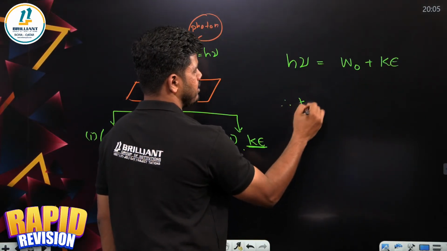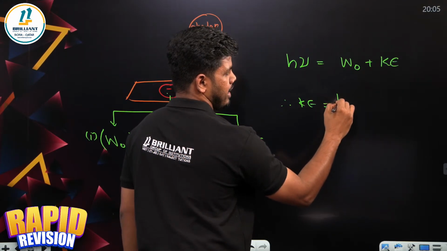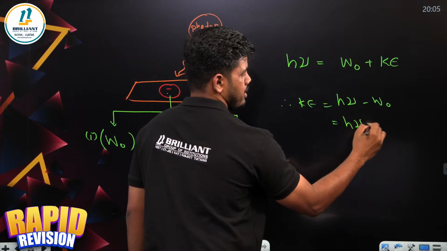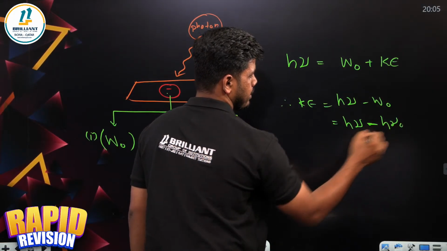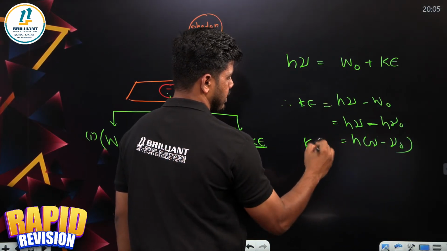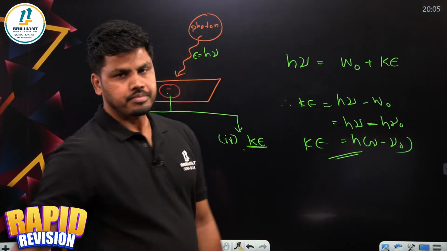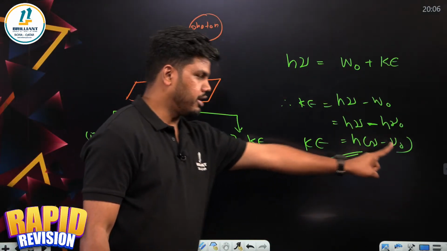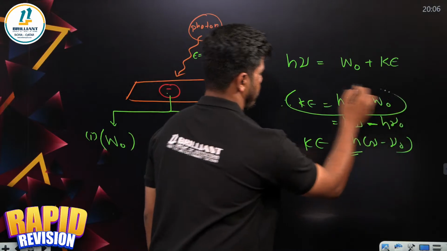Therefore, the kinetic energy of the photoelectron is h nu minus work function, and we know the work function is h nu naught, right? So it is h into nu minus nu naught. This was the equation for kinetic energy. This is called Einstein's equation: h nu minus nu naught, or h nu minus work function.